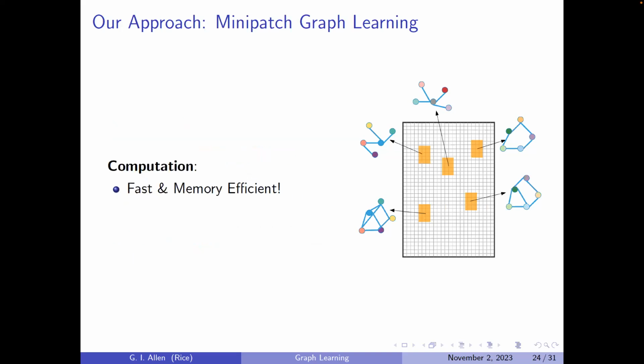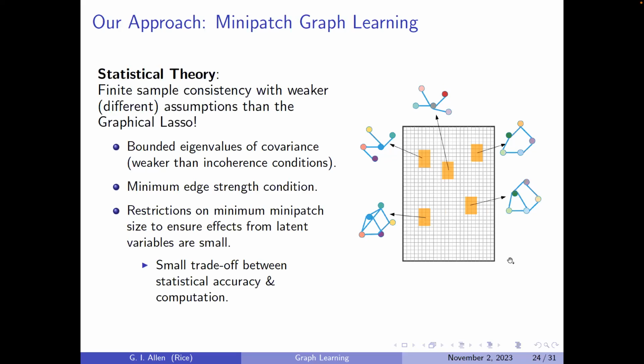Immediately you can see that computationally, this is really fast, because now I'm fitting teensy tiny little graphical lassos instead of a really big graphical lasso. Importantly, if you've got huge data, it's really difficult memory-wise to store a graphical lasso estimate on big data, but this is really memory efficient as well.